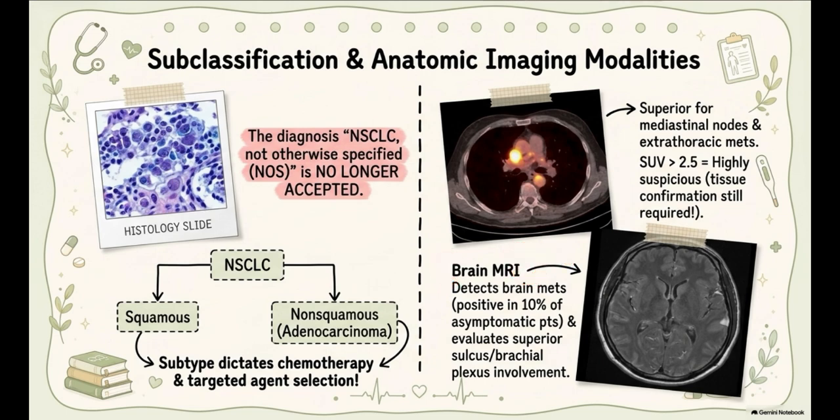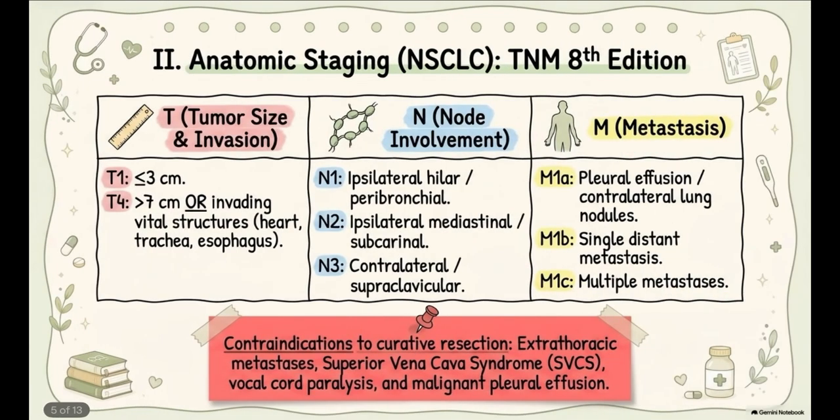You also absolutely need a brain MRI to check for metastases. It will be positive in 10% of entirely asymptomatic patients. It is also vital for evaluating superior sulcus or brachial plexus involvement.